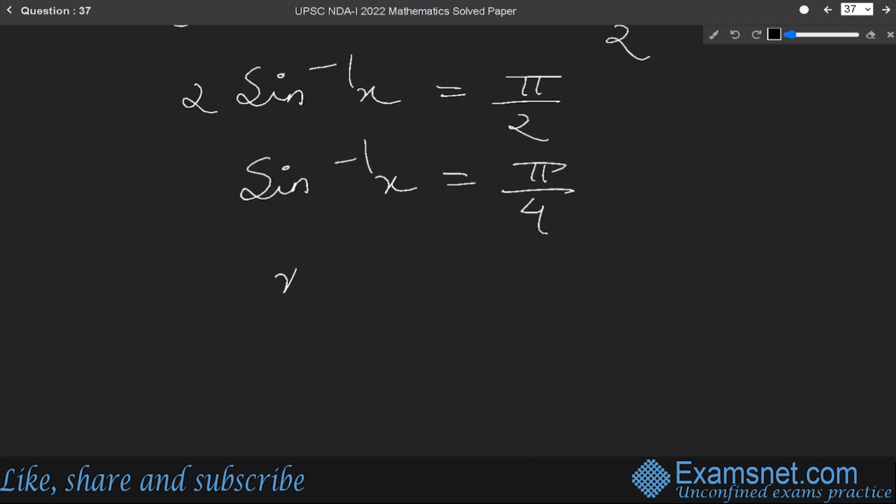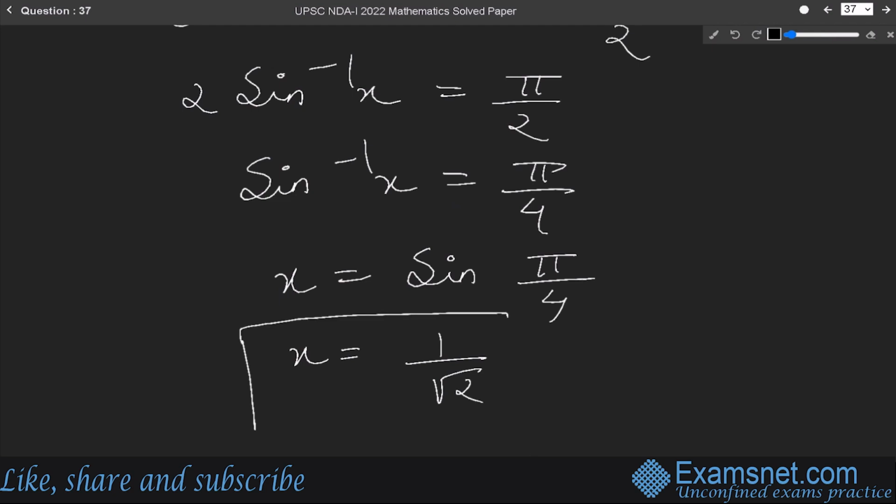Now if sin inverse will go to the right hand side, x will be sin pi by 4. And we know the value of sin pi by 4. Sin pi by 4 is 1 upon root 2. So the value of x is 1 upon root 2. You can see that these questions are very simple. You just have to focus on the right part.